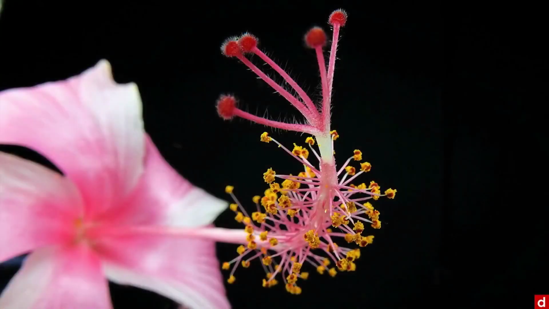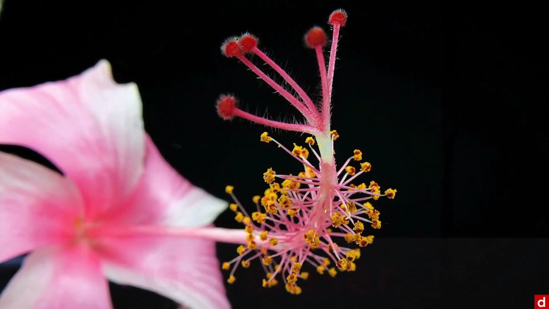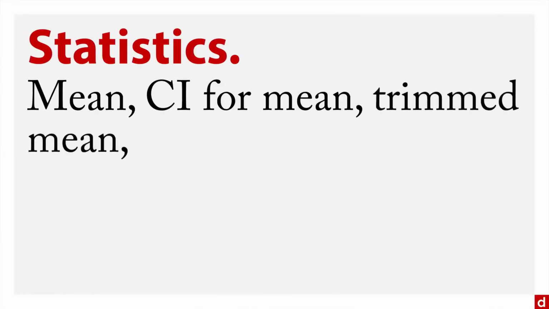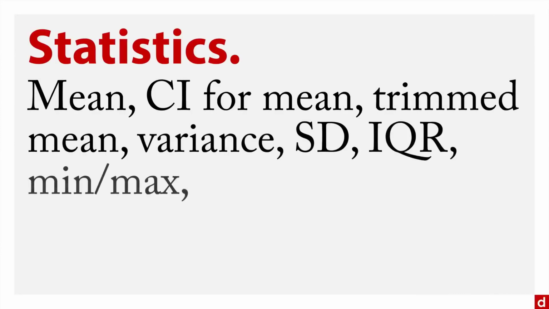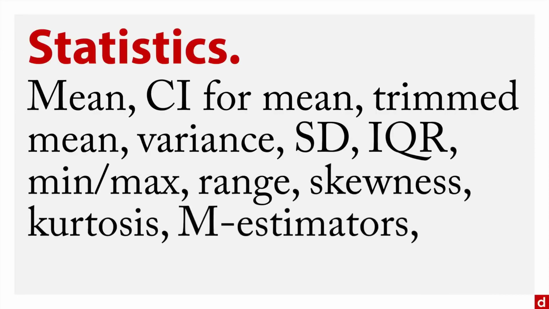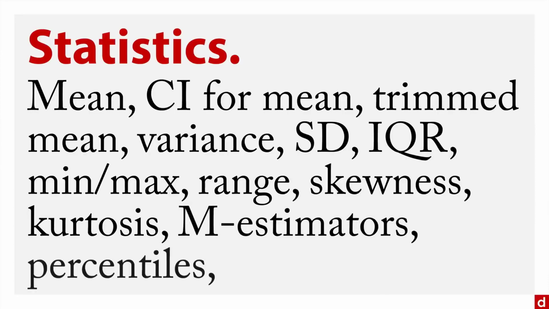I like to think of this as a way to get a lot closer, get a little macro view on your subject, get closer and see what's there in detail. Now, the explore command is going to give you a bunch of statistics. It can give you the mean and the confidence interval for the mean and the trimmed mean, as well as the variance, the standard deviation, the interquartile range, the minimum and maximum, the range, skewness, kurtosis, a collection of M estimators, which are special robust ways for measuring the center of a distribution, percentiles, which we've seen before, and lists of outliers. It can also give you a collection of plots.